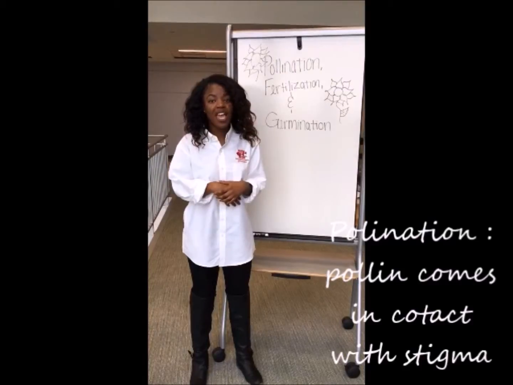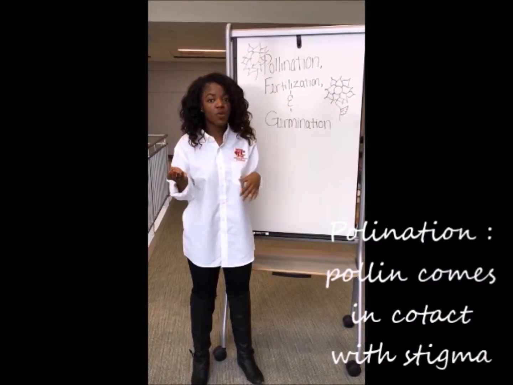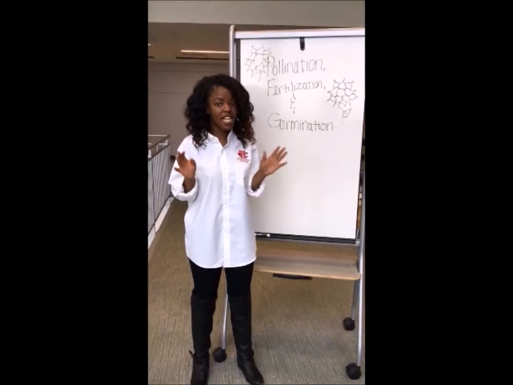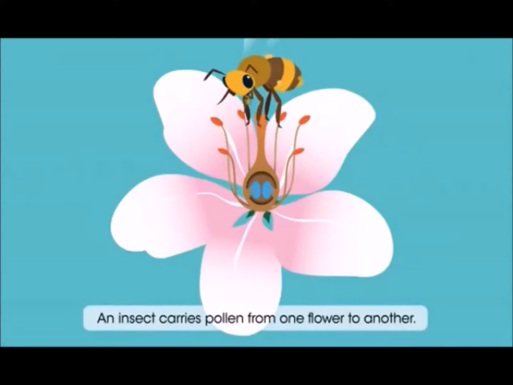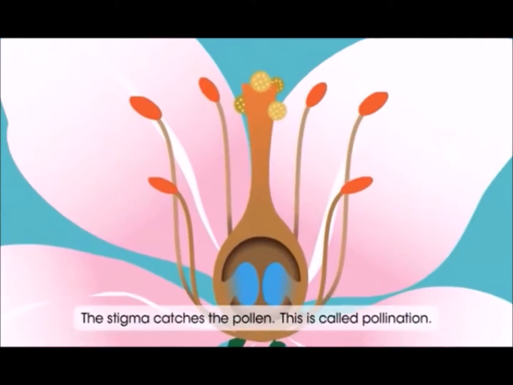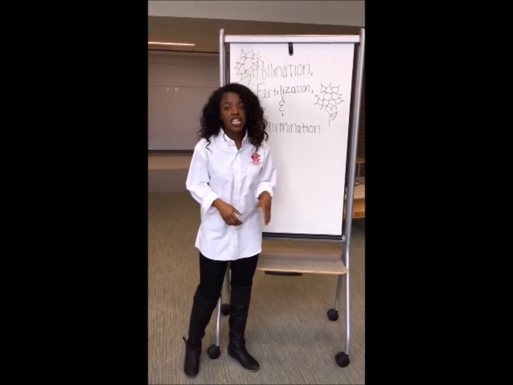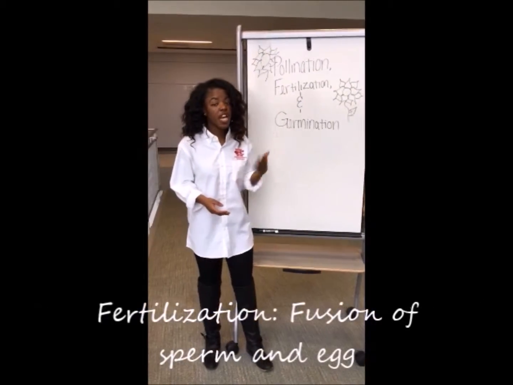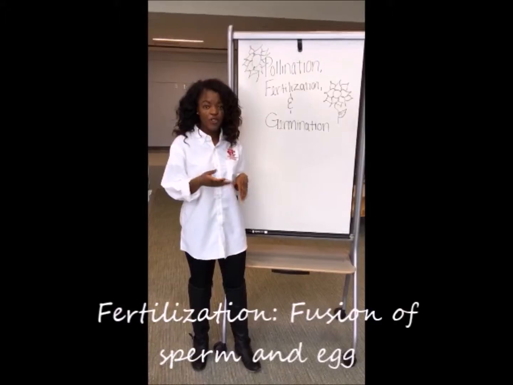Pollination happens when pollen comes in contact with the stigma of a flower, but it can only happen when the pollen and the stigma are compatible. Pollination is the first in a series of events that leads to fertilization, the fusion of a sperm and an egg in the ovary of a flower.